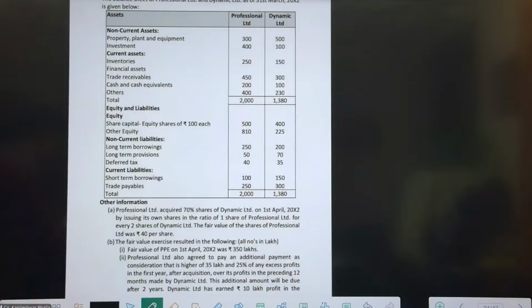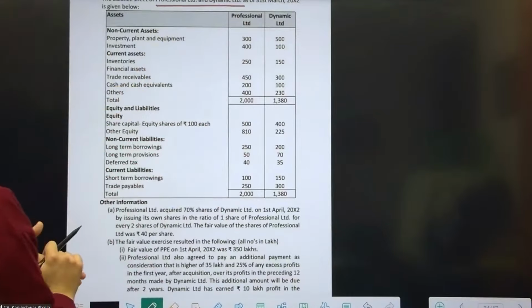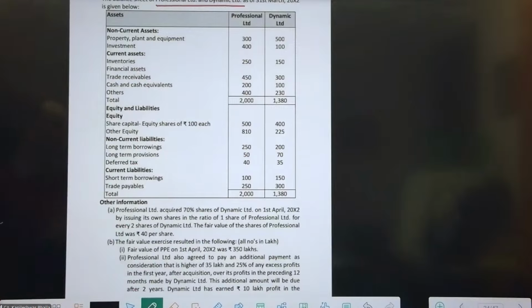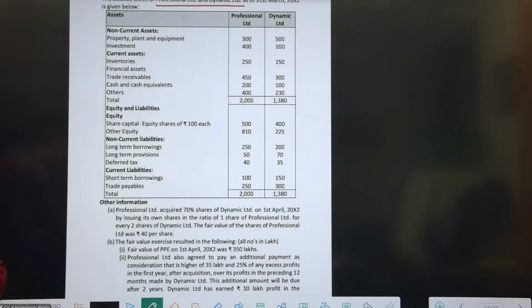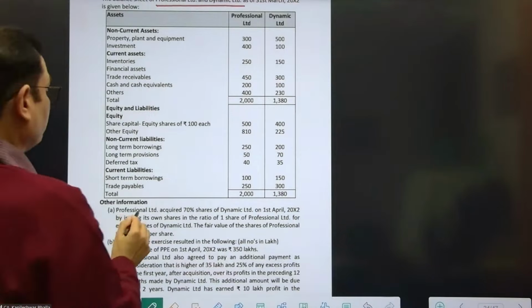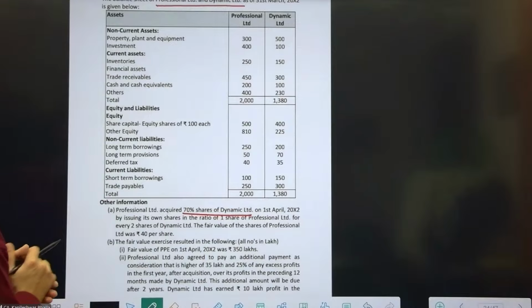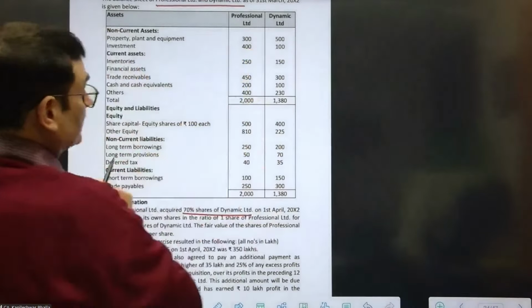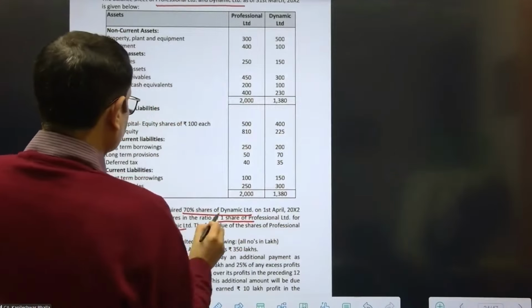Let's now read the inputs in this particular case. I'm just going to read the inputs out here, first the facts of the case. It says the balance sheet of Professional and Dynamic on 31st March X2 is given. I'm not looking much at the information on the balance sheet. I'm going to the other information at this stage. It says Professional Limited acquired 70% shares of Dynamic on 1st April X2. By the way, this is the balance sheet on March X2, so this is the very next day. By issuing shares in the ratio of 1 share for every 2 shares of Dynamic.